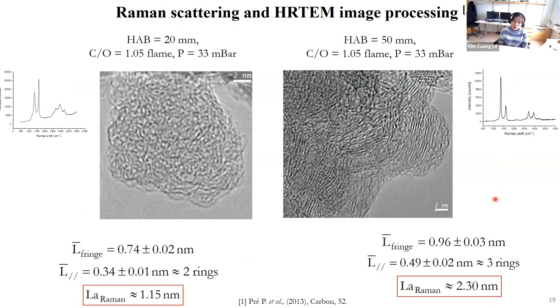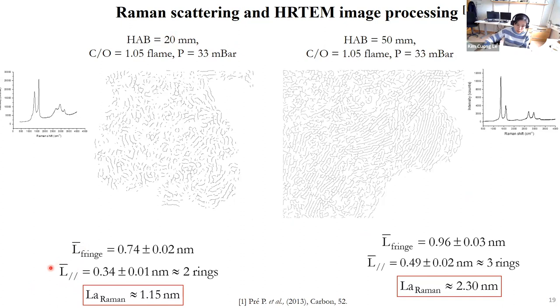In order to determine La, we have other techniques, for example, X-ray diffraction and high resolution TEM imaging. Let me compare Raman and other techniques to see if they are comparable. Here I show you two TEM images of soot produced in the same flame at different heights. The first one is at 20 millimeters and the second one is at 50 millimeters. This is a collaboration with Professor Pascaline Pré in France. From her analysis, she found that the average polyaromatic unit mean size of our sample is around 0.34 nanometers in the first case and 0.49 nanometers in the second case.